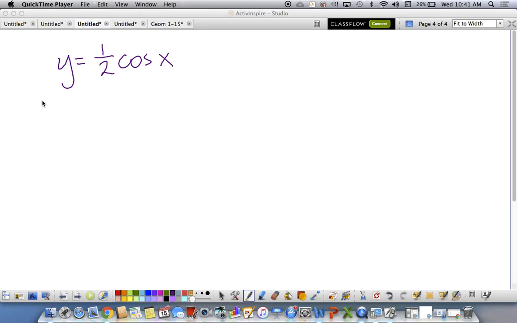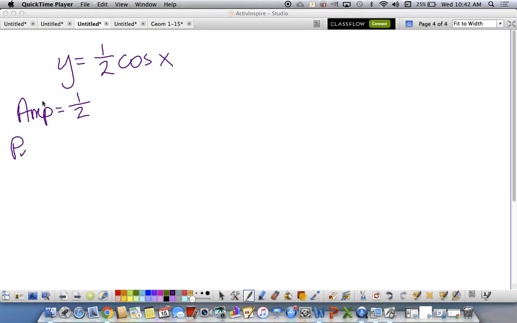Well, let's do one more regular one with a cosine, because I feel like we've graphed several sine functions. Let's graph a cosine function. What is the amplitude? 1/2. Just the number before cosine or sine.